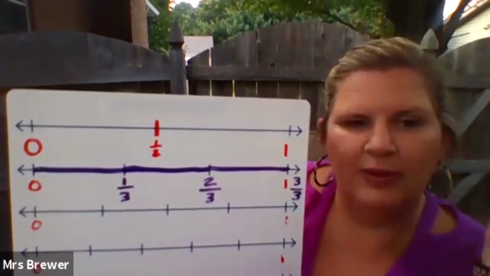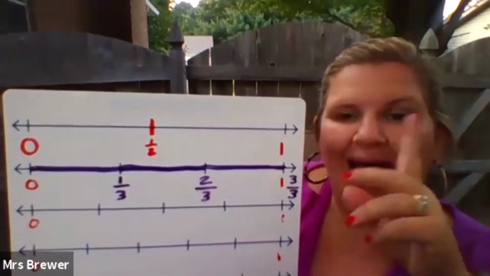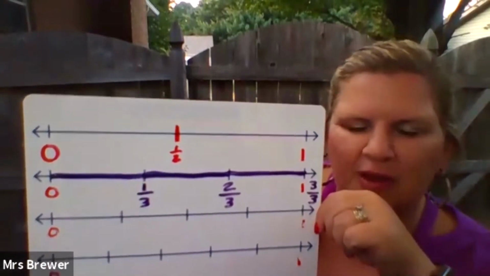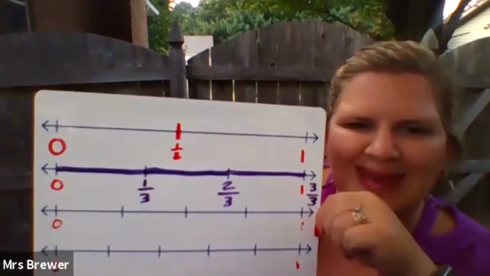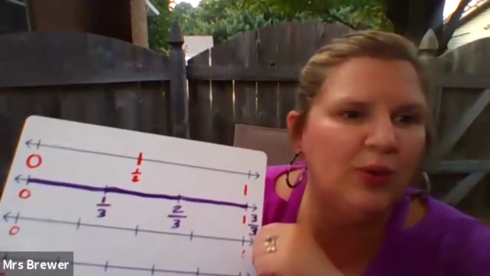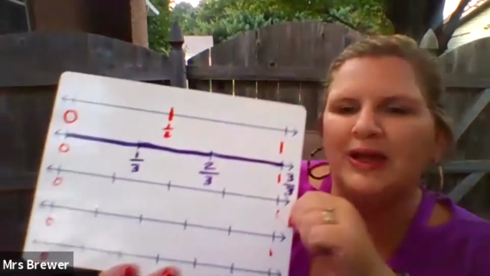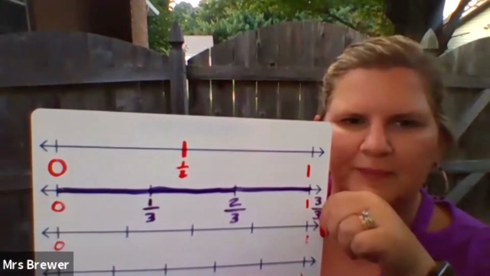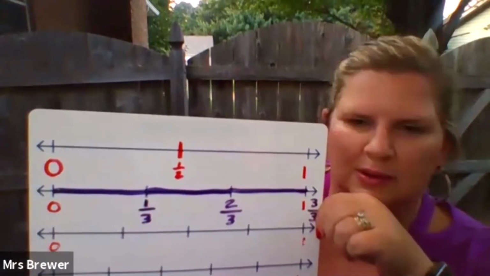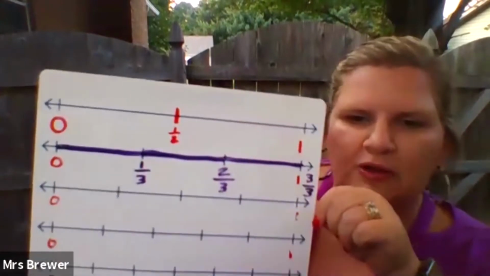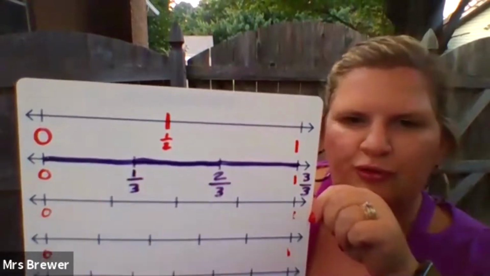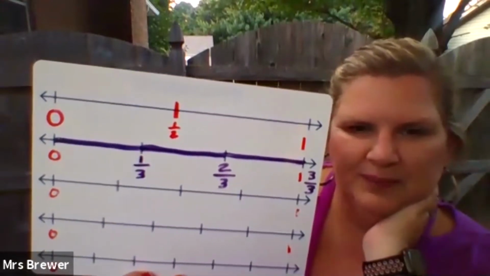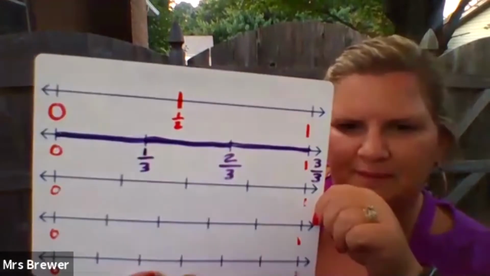Right? And we can also see that 3 out of 3 parts, or 3 thirds, is shaded. So 3 thirds is what we call equivalent. Everybody say equivalent. Great job. And what word do you hear in equivalent that we know? You're right, equal. That just means they're equal. So 3 thirds is equal to 1 whole. Okay, good job. All right, let's look at the next line.